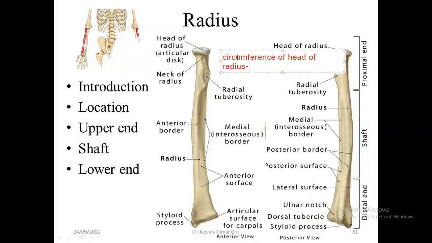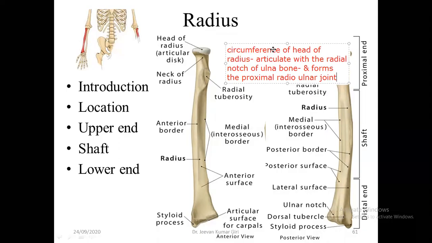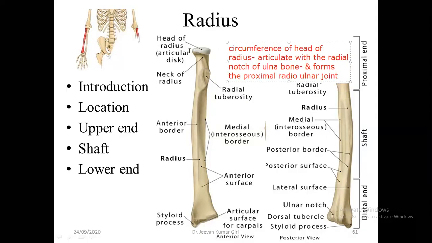So this is also articular. It articulates with the radial notch of the ulna bone. So the circumference of the head articulates with the radial notch of the ulna to form the proximal radio-ulnar joint. And this circumference is encircled, or encapsulated, by the annular ligament.